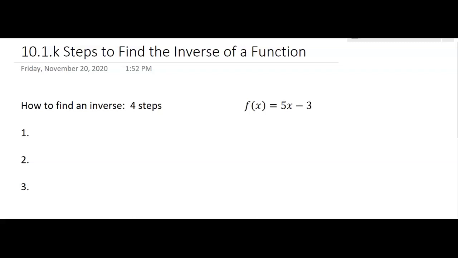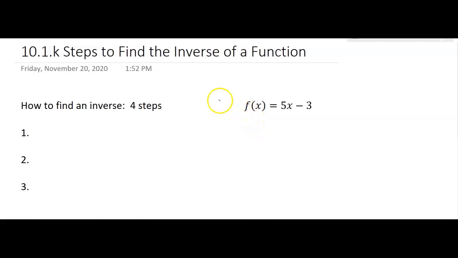So sometimes they want us to find the inverse of a function and they give us an equation. So there's a process for this. There's 4 steps, and 3 of the 4 steps are kind of a memory thing, and then there's a little bit of work in the 1 step. Okay, so here's how we do it.